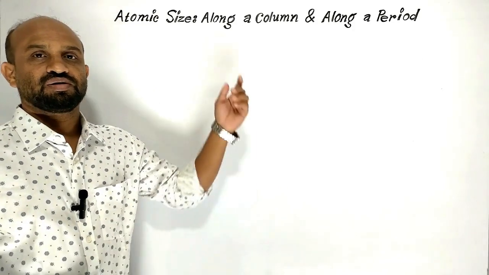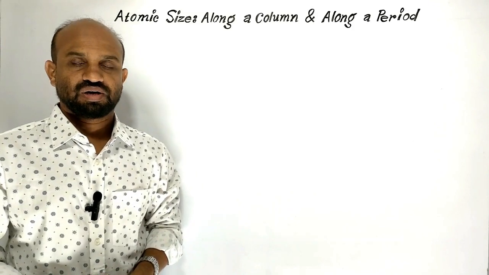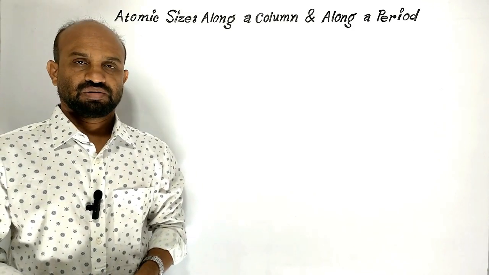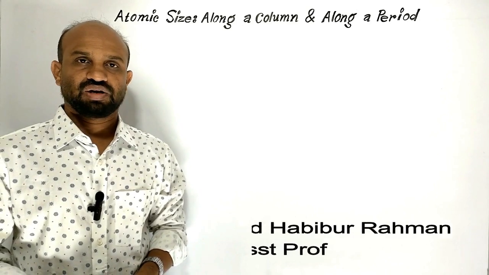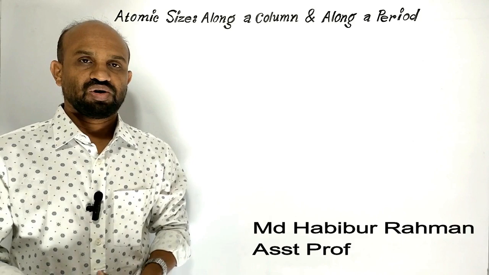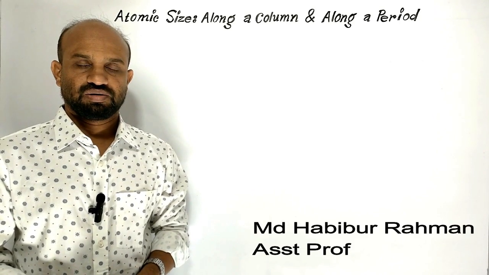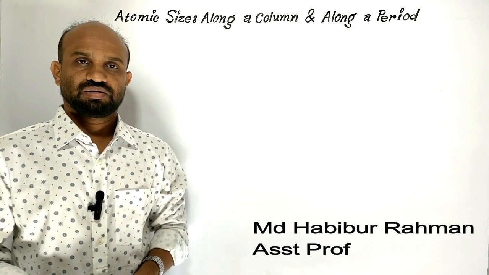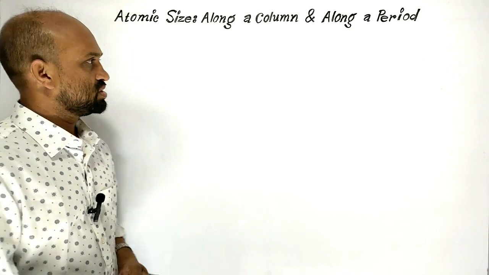Today's lesson: atomic size along a column and along a period. That is, change of atomic sizes along a column and along a period. We all are well acquainted with the periodic table, wherein there are 118 elements.